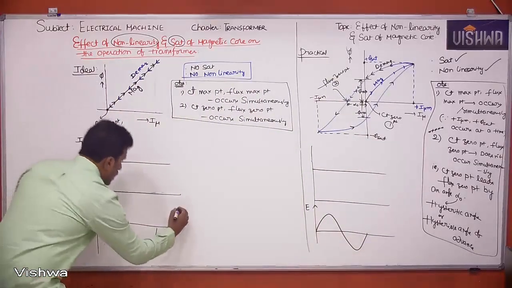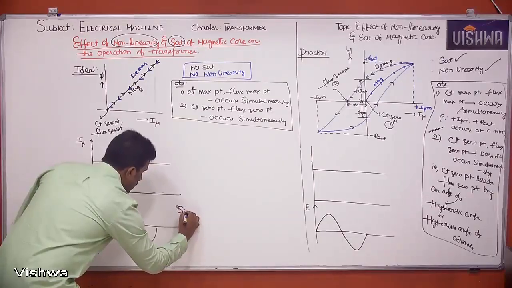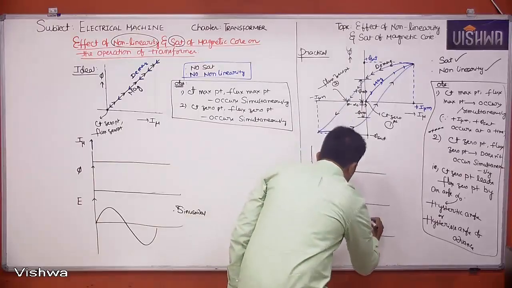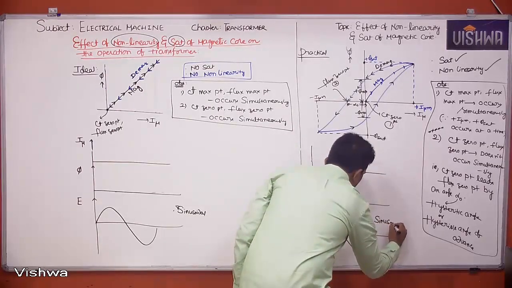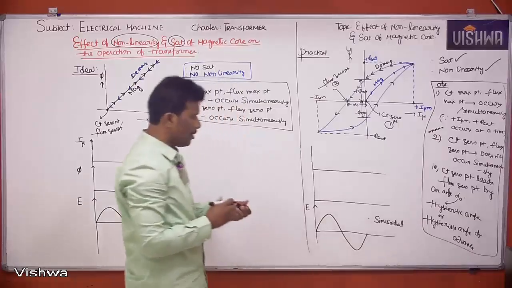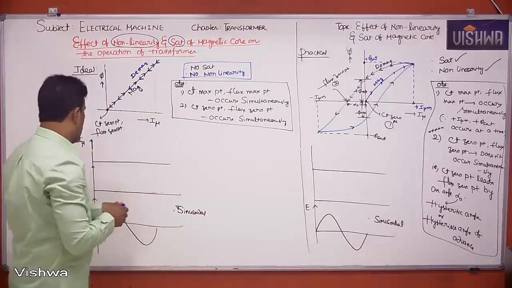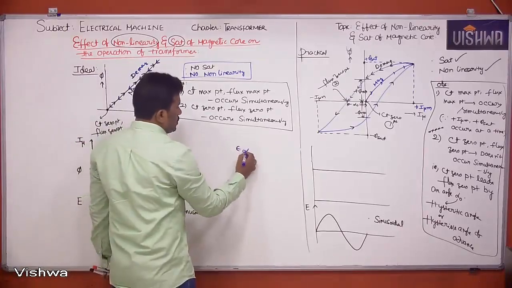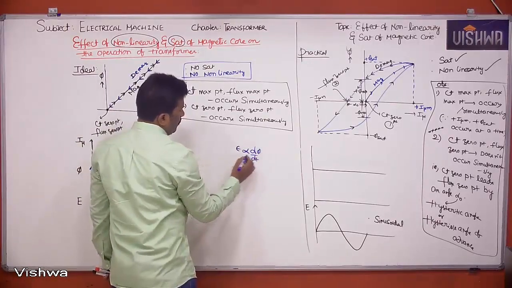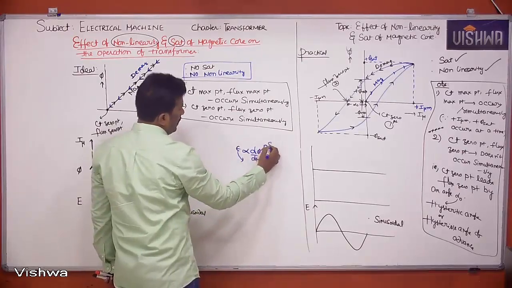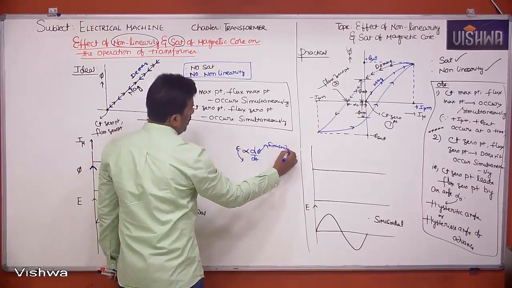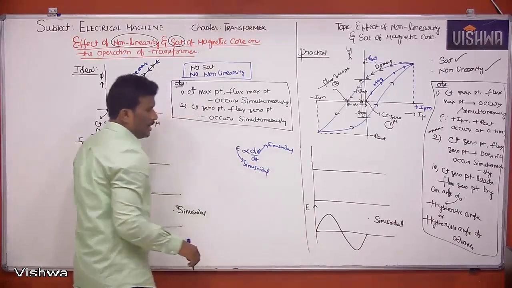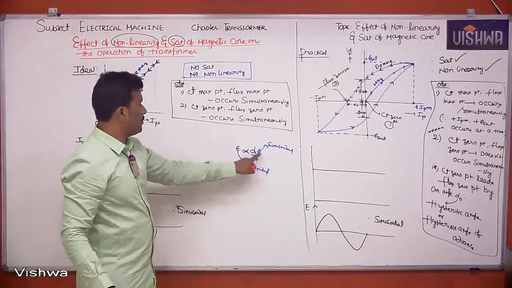We need a sinusoidal EMF waveform, ideally or practically. Now for that, what is the shape of your flux waveform? Generally, E is proportional to d phi by dt, one concept is there. Suppose flux is sinusoidal; if you differentiate a sine wave, once again you'll get a sine wave. That means if you want a sinusoidal EMF waveform, the flux waveform should be sinusoidal.